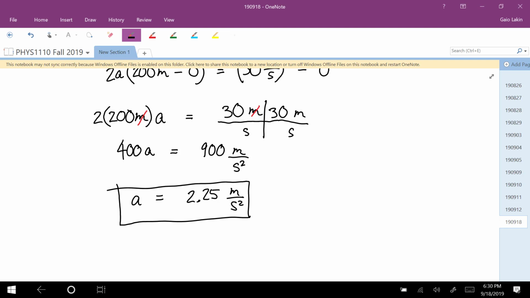Any questions about that? Okay, does it make sense that the acceleration is positive in this problem? Yeah, because the car is speeding up and the velocity is positive. So if it's speeding up and the velocity is positive, acceleration has to be positive.